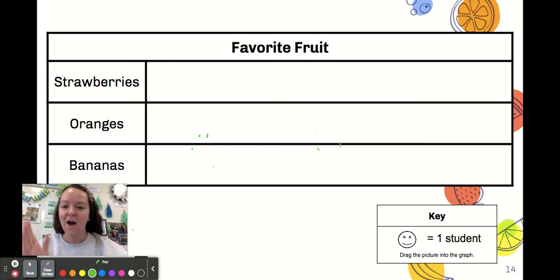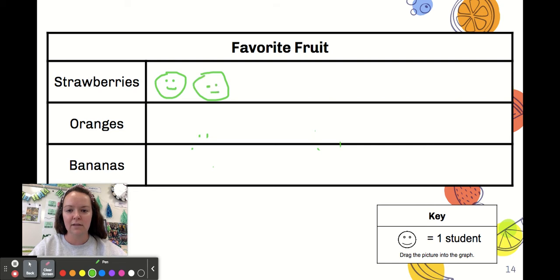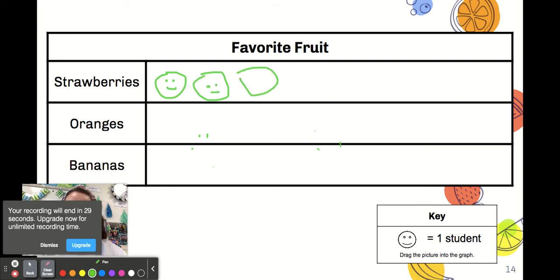Sorry about that. Okay, so strawberries had 3 votes. So I'm going to do 3 as best as I can smiley faces. All right, and then I would continue to do all the votes for these categories.